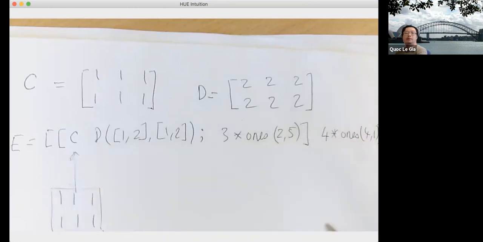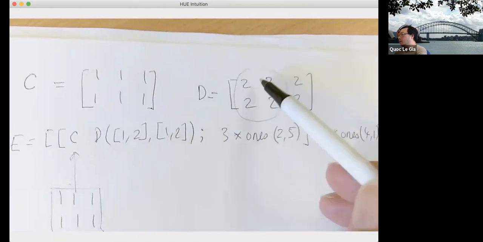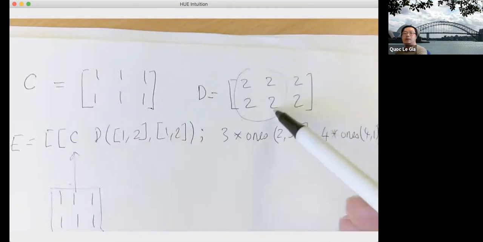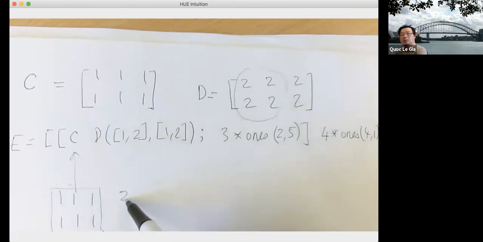Come from here. Okay. And so this one, what does it mean? This one just means the matrix D, but you take only row 1, row 2, so 2 rows, and only column 1, column 2, 2 columns. So the submatrix that contains rows 1, 2 and columns 1, 2 is this matrix. And because it's a space, you just put them next to each other. So you have 2, 2, 2, 2.